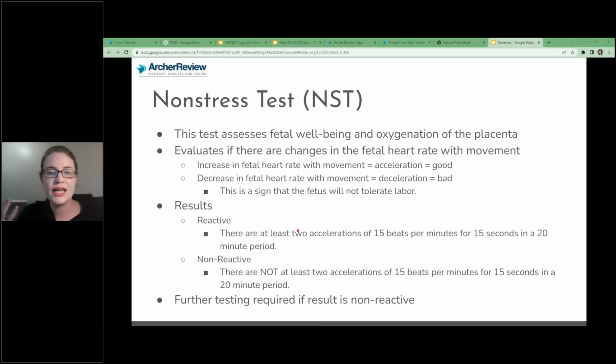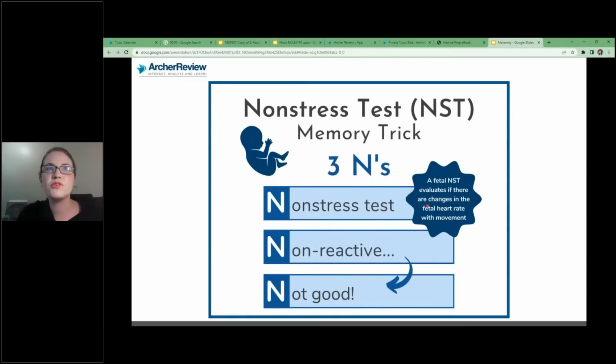That's not good. And that really tells us maybe there's something problematic going on with that baby. And what we would do to further test for this, if they have a non-reactive non-stress test, is we would do a contraction stress test. And remember the 3 N's. A non-stress test is non-reactive when it's not good. So remember those 3 N's.